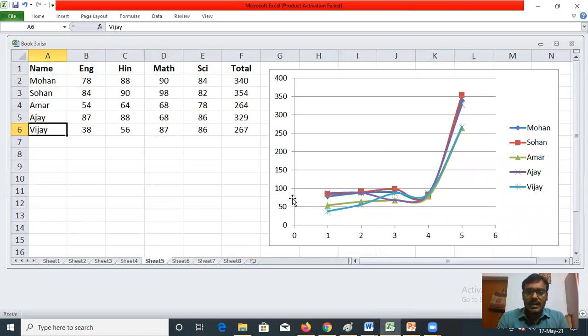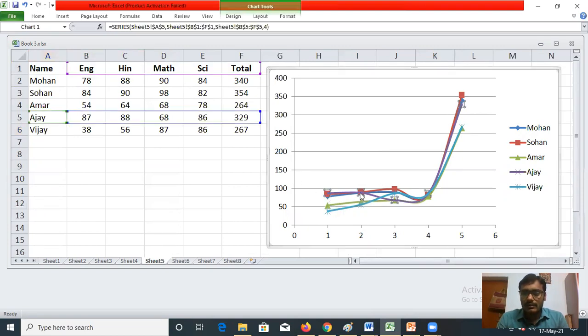The marks are denoted on the y-axis, and different students are denoted on the x-axis, and different colors denote the names of different students. And these are the data series. You can see the square-shaped dots here, or the triangular dots. These are known as the data series.